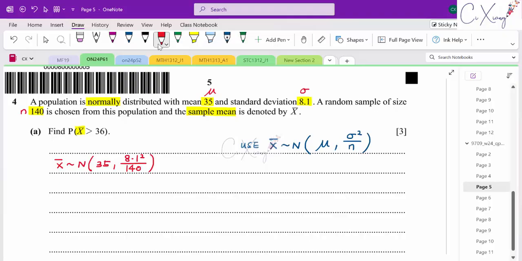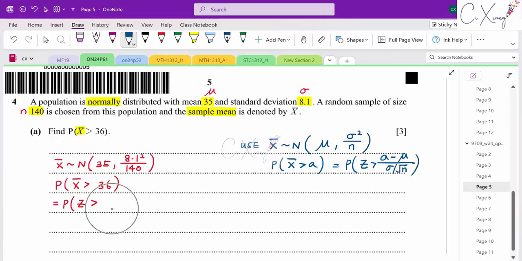Now, to calculate the probability, because we know that the sample mean is normally distributed, we have to change it to Z. This is standardization. So how can I change it to Z? We follow the standard formula: take the value of the sample mean minus mu, divided by sigma over square root n.